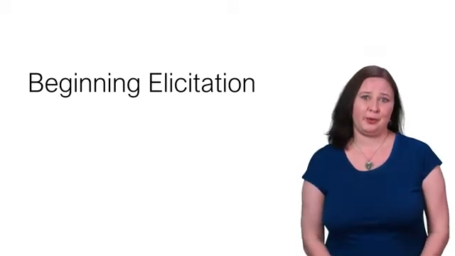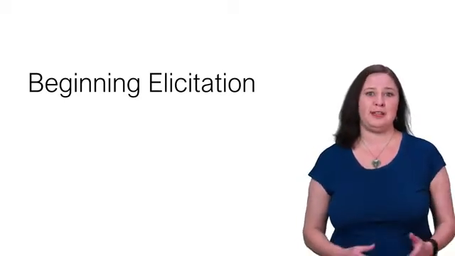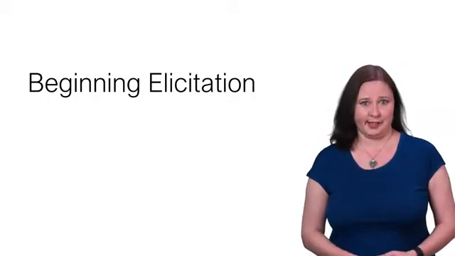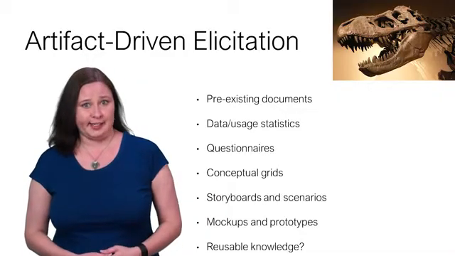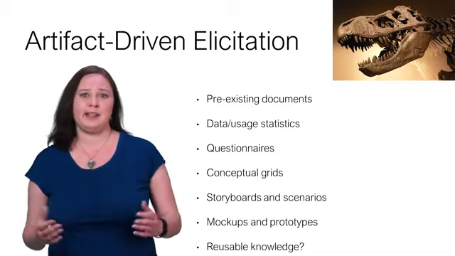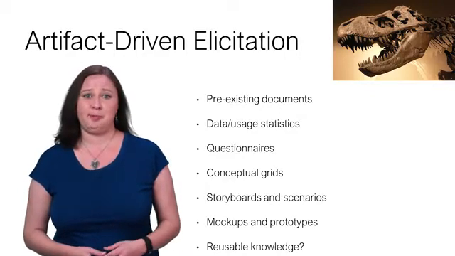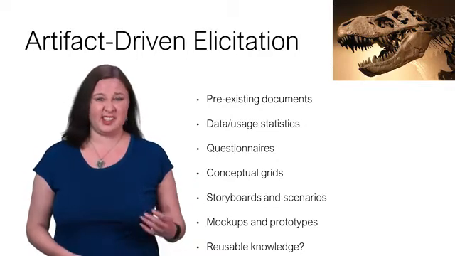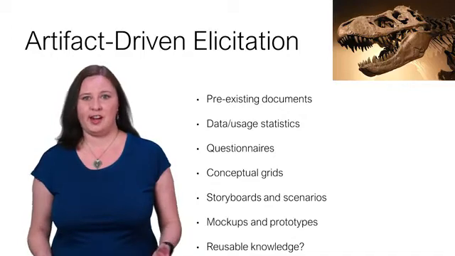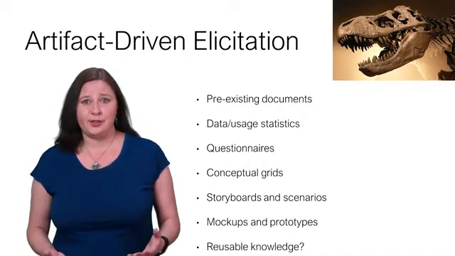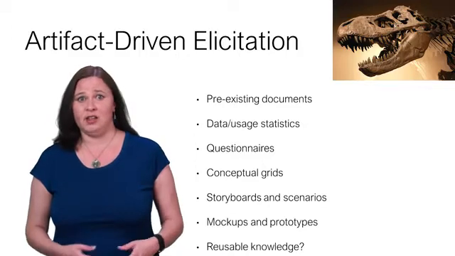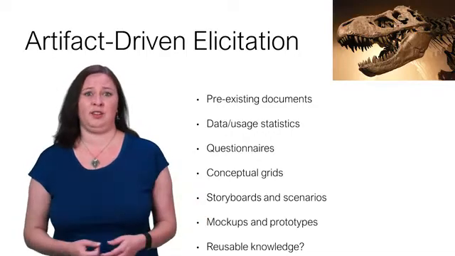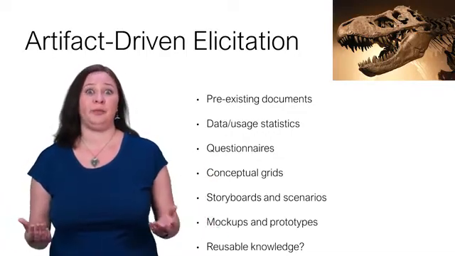In order to get the information that we need, we can use a combination of two main types of techniques. These include artifact-driven elicitation and stakeholder-driven elicitation. In artifact-driven elicitation, artifacts include any existing information about the system that can be gathered from a number of sources. These can include things like pre-existing documents about the current system, data samples, questionnaires, conceptual grids, scenarios of interactions between system components, system prototypes, reusable knowledge, and a lot more. Basically, what can you get from the company?